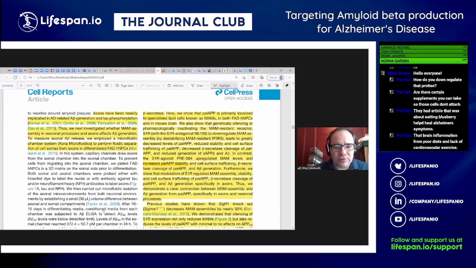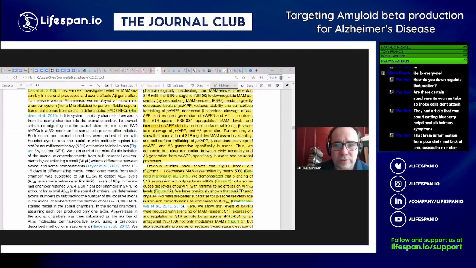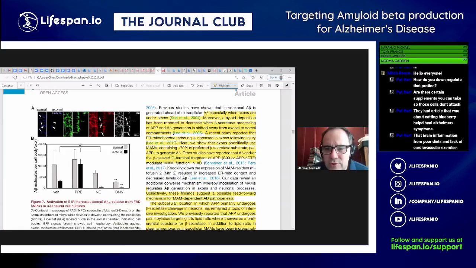So this S1R receptor tends to associate with, and I don't think they go into that much detail of this S1R receptor. It's associated with MAMs, the mitochondrial associated ER membranes. Having more of this S1R receptor, and I'm not exactly 100% sure of the mechanism, tends to lead to more MAMs forming, more of these lipid rafts forming, and more of these palmitoylated APP proteins forming.